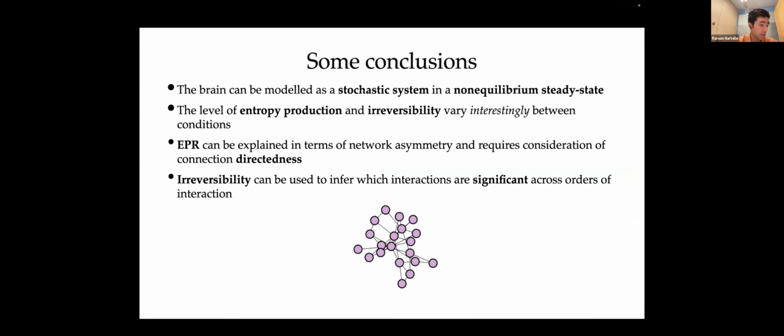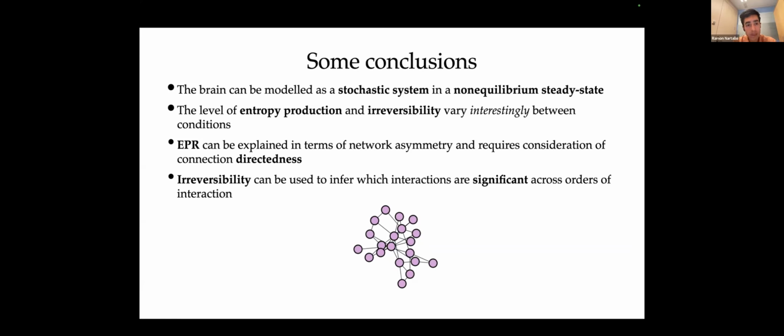Okay, so that's quite quick, but some conclusions. The brain can be modeled as a stochastic system in a non-equilibrium steady state. The level of entropy production, irreversibility, varies in these interesting ways between conditions and seems to be a good correlate of cognition or consciousness. But we need to interpret that in more concrete ways because we're at a macroscopic scale here and we're not talking about entropy.